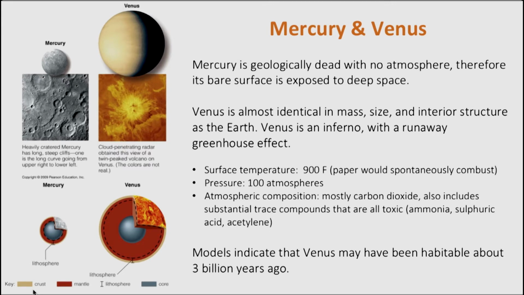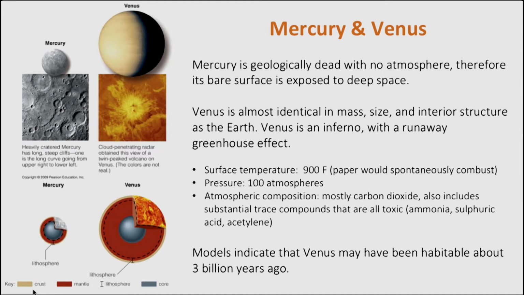Mercury is geologically dead with no atmosphere, and its bare surface is exposed to deep space and the radiation from deep space. It's tidally locked with the Sun, and so one side is blasted by solar radiation from a very short distance, and the other side faces into deep space at a temperature hundreds of Kelvin colder. Mercury is almost certainly geologically dead. We have visited Mercury recently with spacecraft and confirmed that it is somewhat moon-like in its properties and appearance.